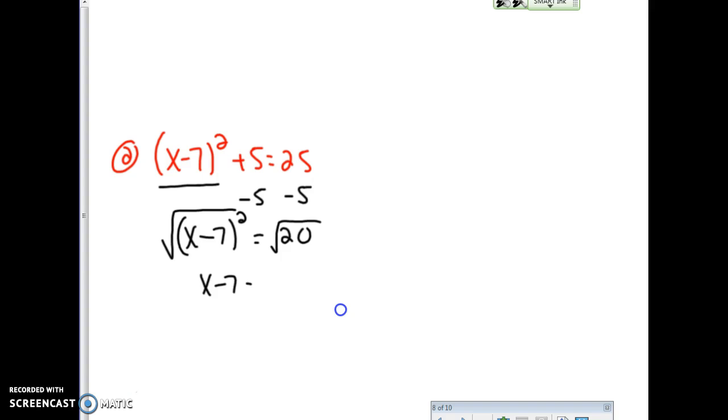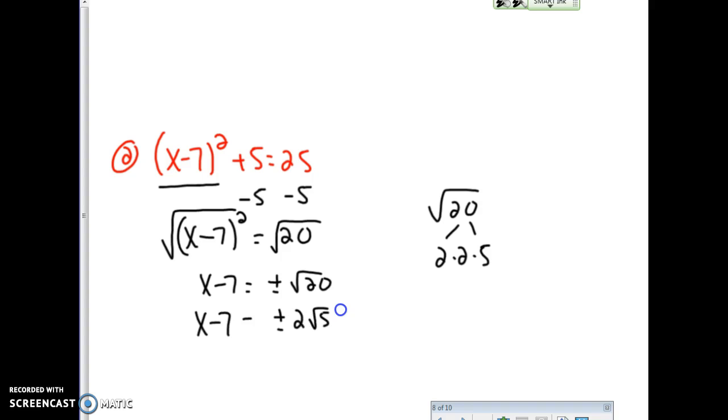So I have x minus 7 equals plus or minus square root of 20, which square root of 20 just breaks down to be 2 times square root of 5. So that's plus or minus 2 square root of 5. So I have x minus 7 equals plus or minus 2 square root of 5. Add 7, add 7. You get x to be 7 plus or minus 2 square root of 5.